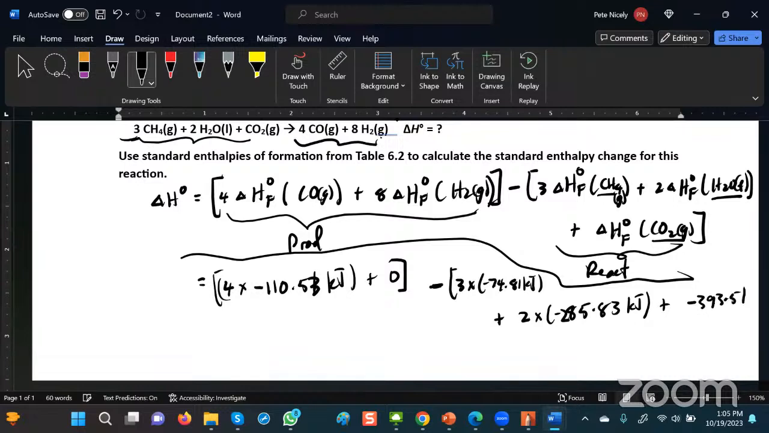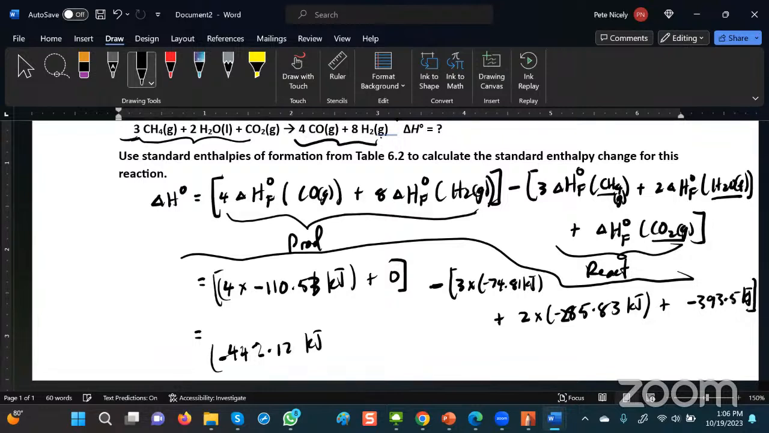Okay, so that's it. And then all you have to do is do the math, all right? And what I like to do is work out one section first, like the products first. So that would be 4 times 110.53. Okay, so this part here works out to be equal to 442.12, and this should be negative, and this will be kilojoules.